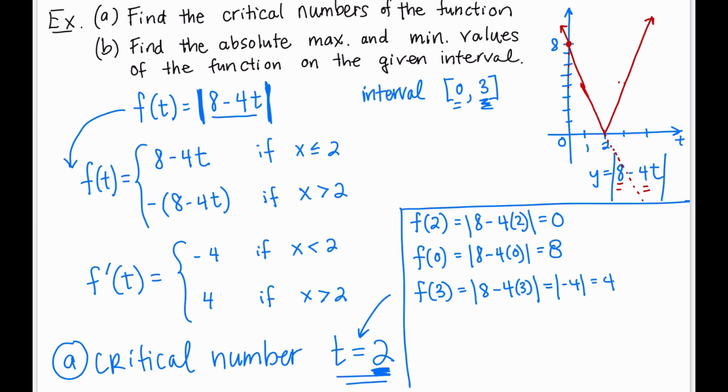Okay, so the closed interval method finally tells me that the smallest value is my absolute min, and the largest value is my absolute max. And that's all that I have to do.